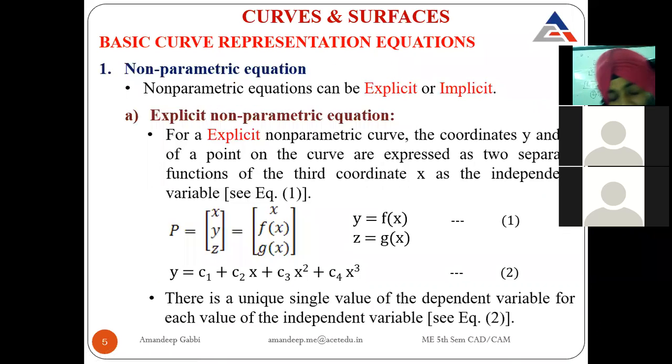In the previous one, y and z are dependent on x. X is an independent variable, y is dependent on x, z is dependent on x.